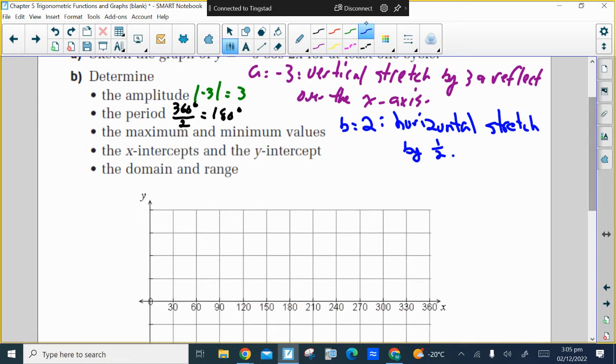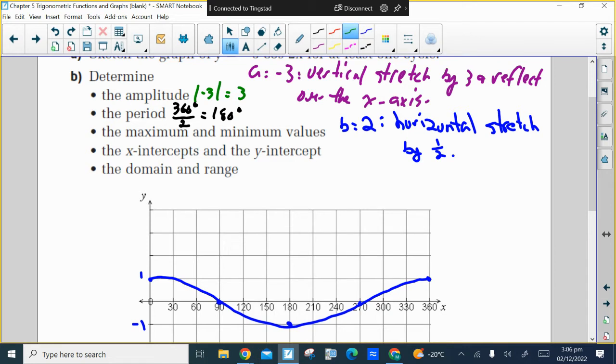So, our base graph. This is a cosine function. We'll do that scale. So it starts at our maximum, and every 90 degrees, we're at another critical point. So this is our base graph. So what does our new graph look like?